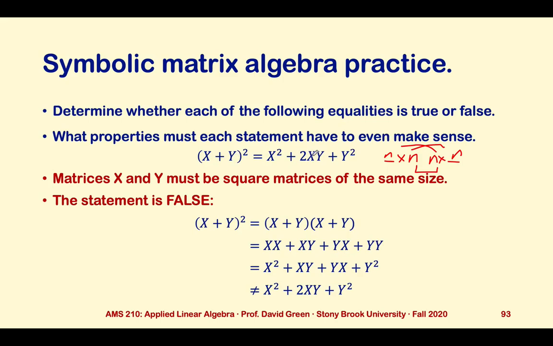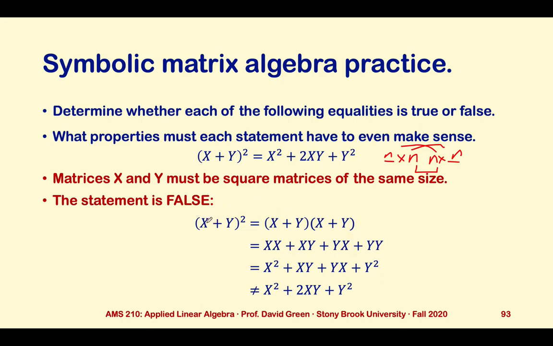Actually, the fact that we have an x times y here also means that they have to be of the same size, given that we know they're square. Okay, so we've established what needs to be true for the statement to make sense. Is it true or false? This expression turns out to be false. How do we know that?